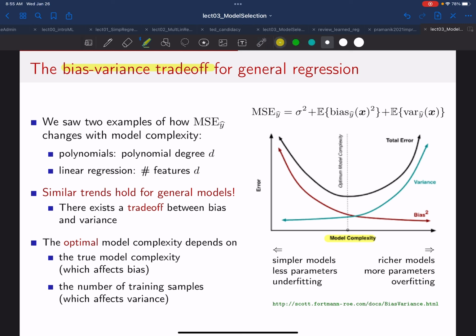So some of the terminology from before: as we go to the left, that's what we call underfitting. As we go to the right, that's what we call overfitting. We want to be right in the middle. We want to be neither underfitting nor overfitting if possible. Simpler models to the left, richer, more complex models to the right.